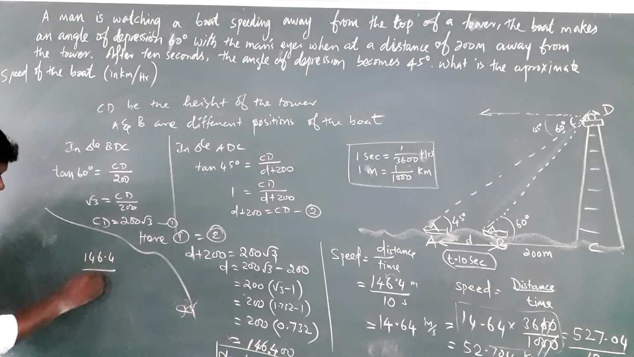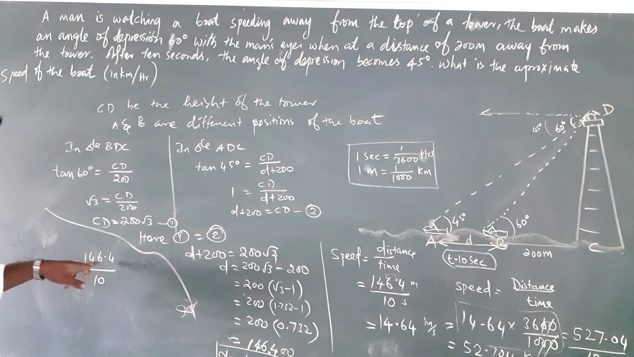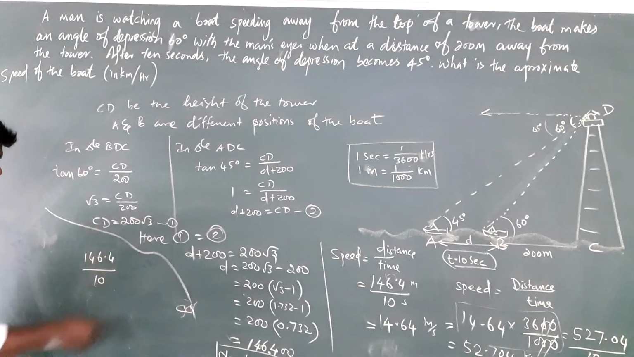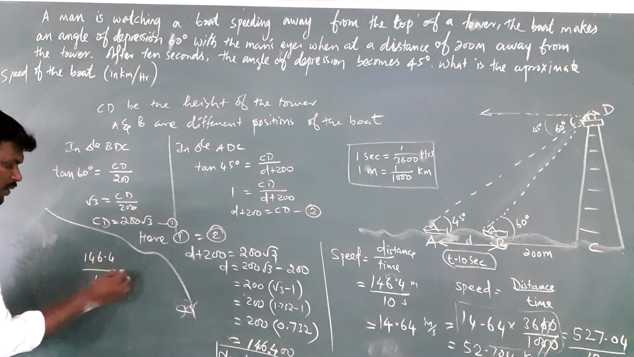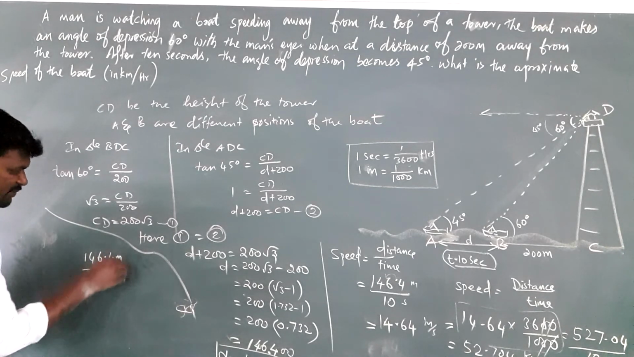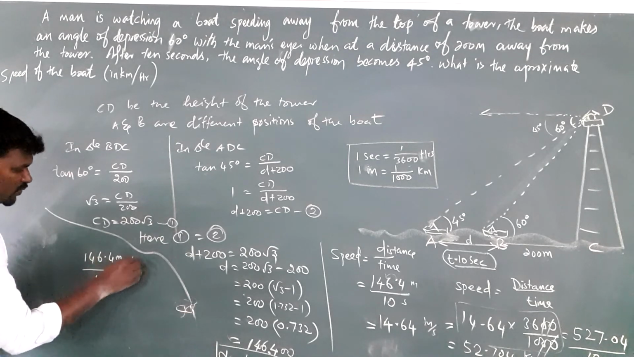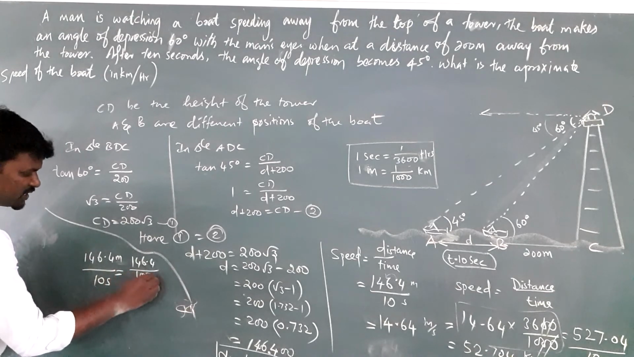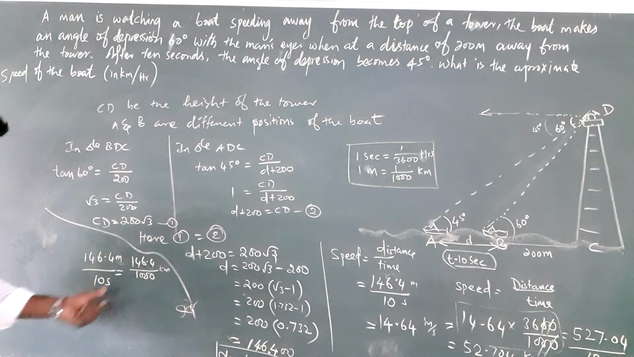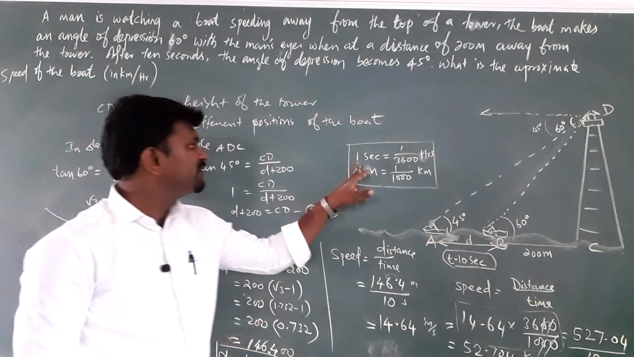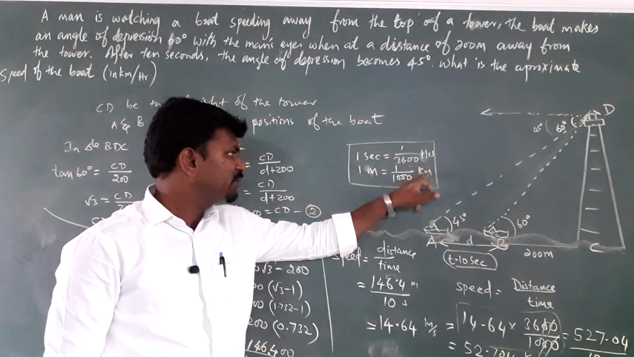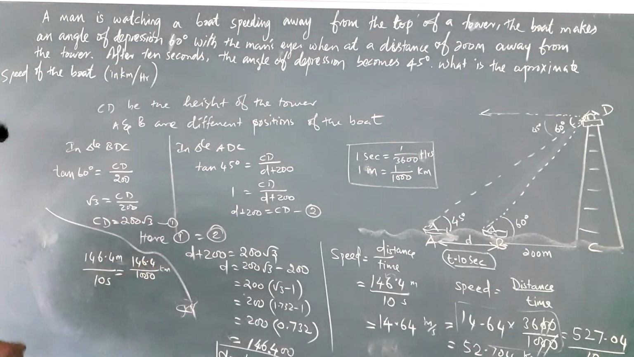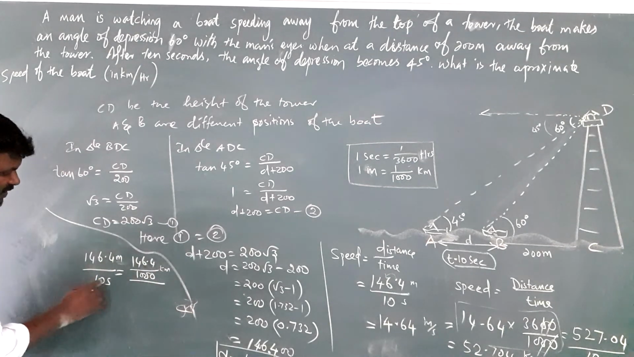See, 146.4 by 10, this is meter per second. We have to change this meter into kilometer. How will we change the meter into kilometer? This meter can be written as 1464 by 1000 kilometer. When we divide the meter by 1000, it becomes kilometer. So now it becomes kilometer by 10 seconds.